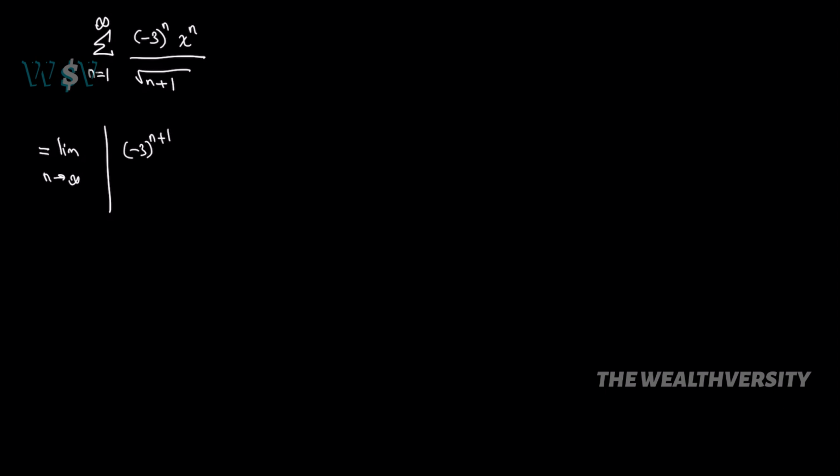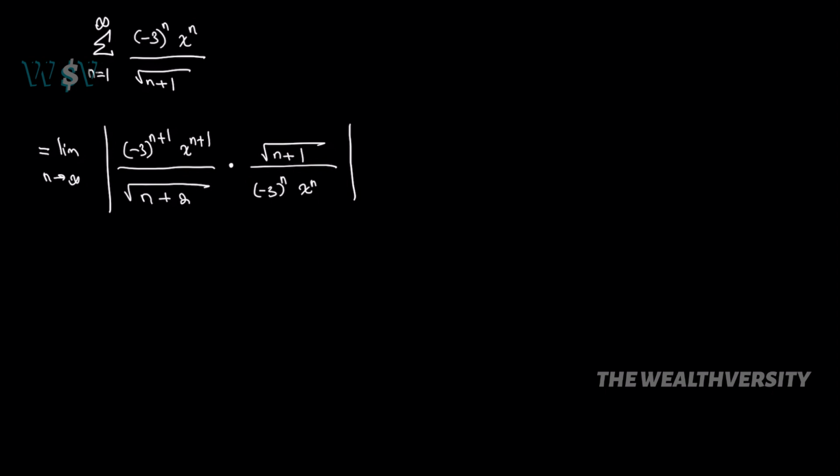In the next example, we have the series of negative 3 to the n times x to the n over the square root of n plus 1. We apply the ratio test, so limit as n approaches infinity, then absolute value brackets. Then we sub n plus 1 for every n value in the series. Then we multiply it by the reciprocal of the original series.